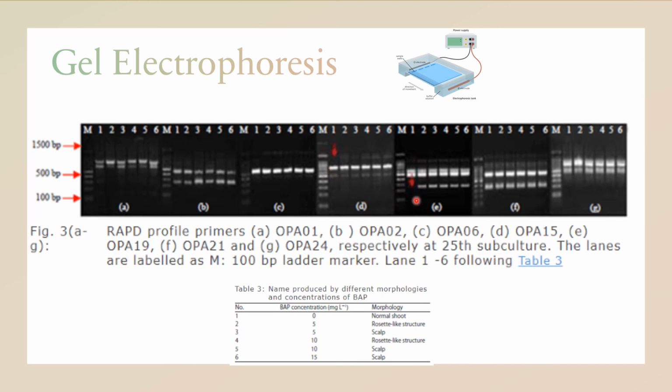Okay, so same goes with the primer for picture E, OPA19. All of them have a band at the bottom, but the control does not have a band right here. For the rest of the primers, it's pretty much the same with slight changes right here. But in terms of presence and absence, they are all the same. So we can say that all the other primers are monomorphic and only D and E are polymorphic for normal compared to treated samples. Right.